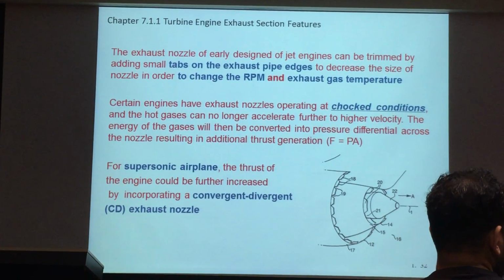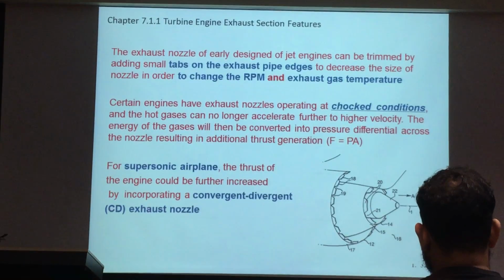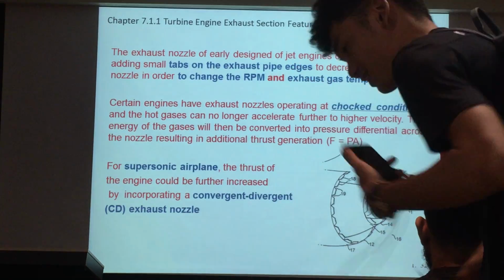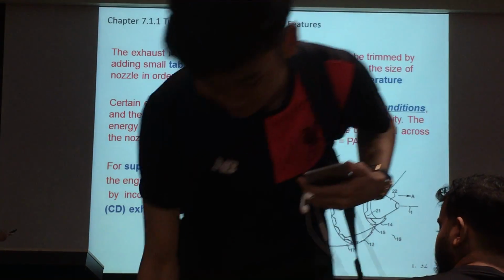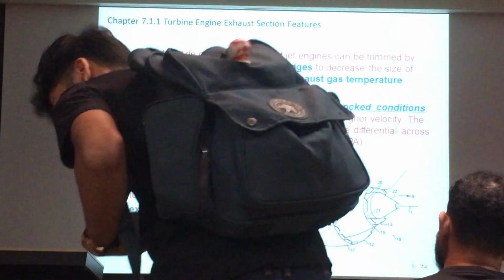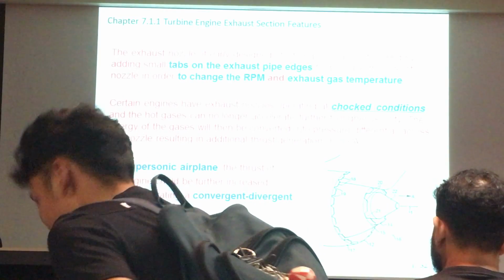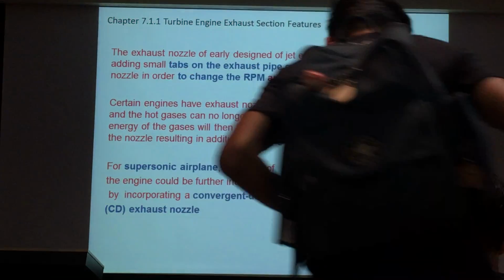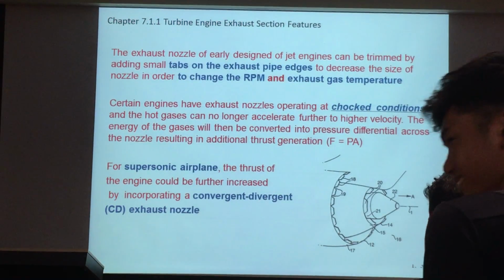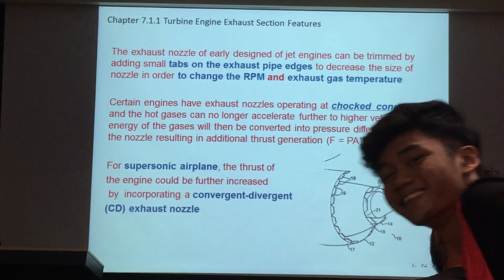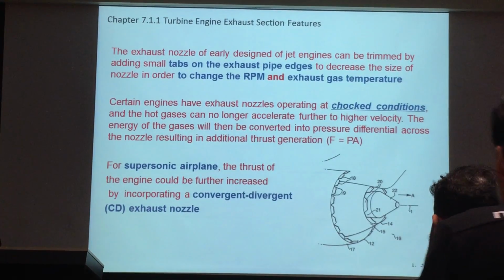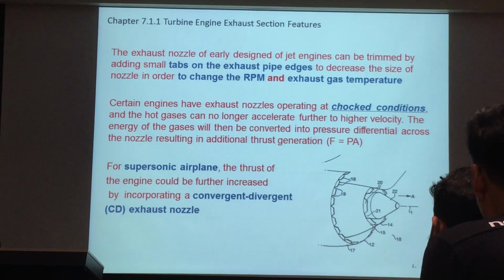Your engine RPM will be affected. Your engine EGT affected. You lose certain benefit. Your engine RPM and exhaust affected. This is your side effect. If you change your nozzle area, you're going to affect your RPM, affect your engine EGT.